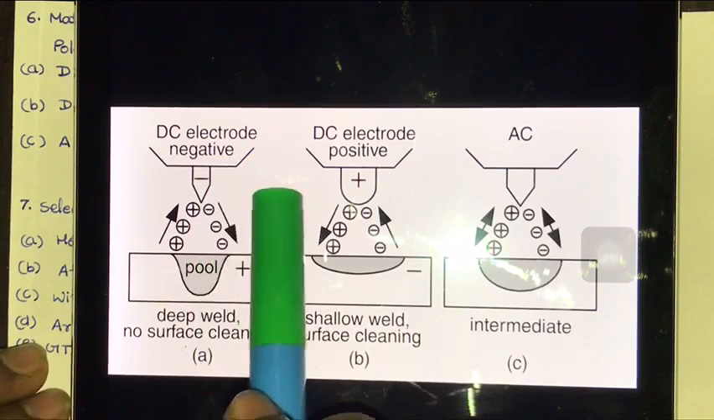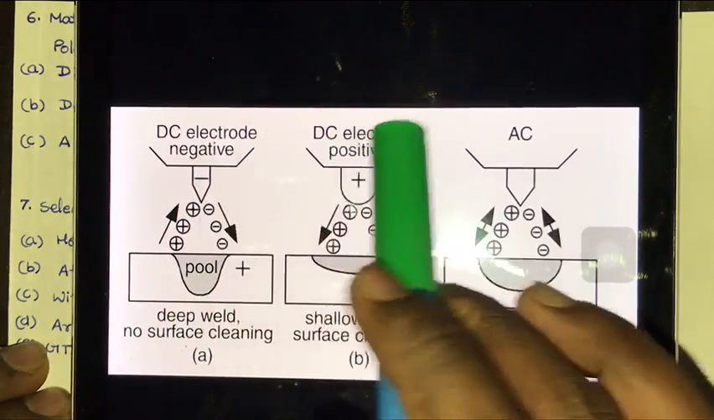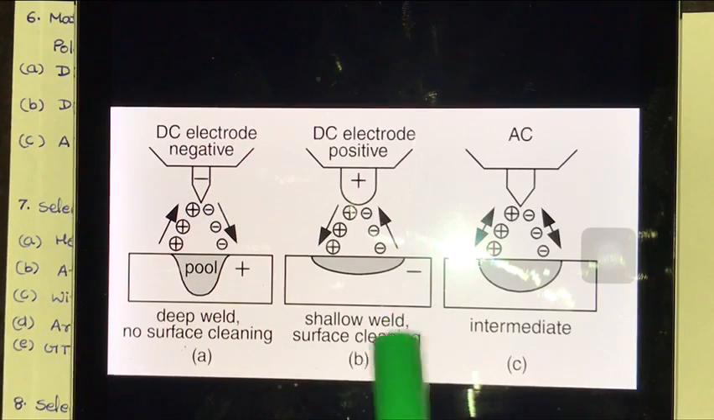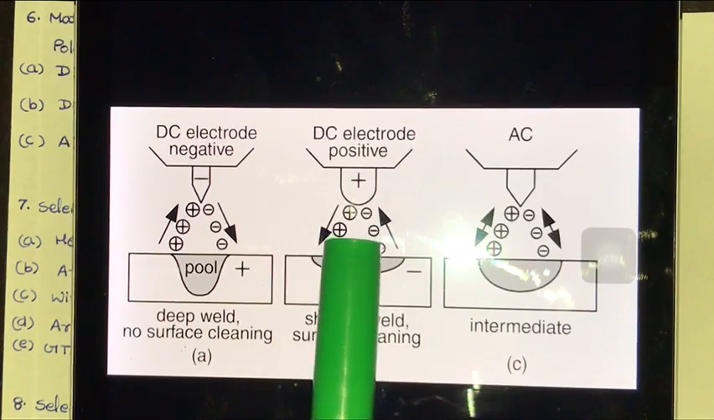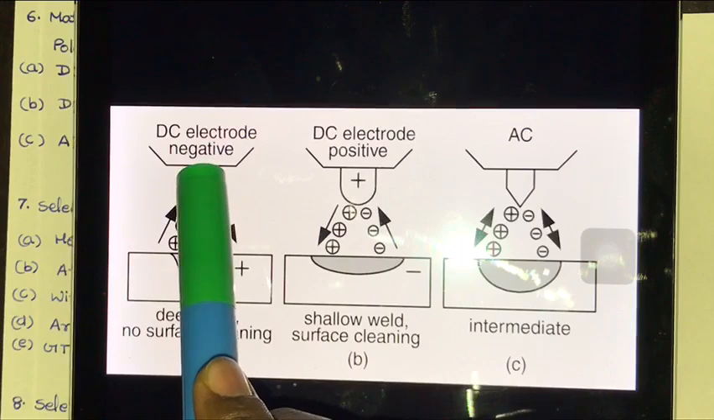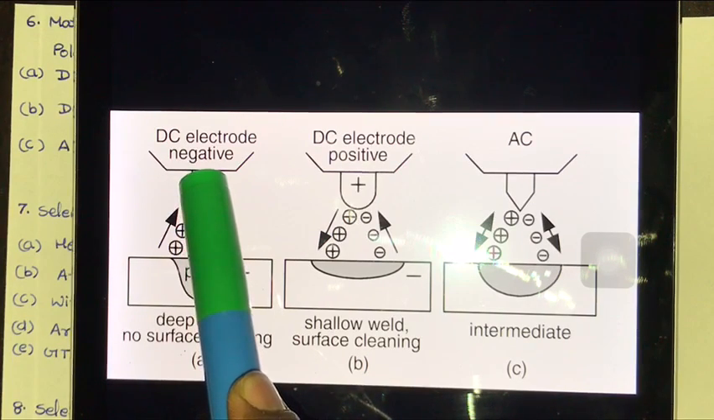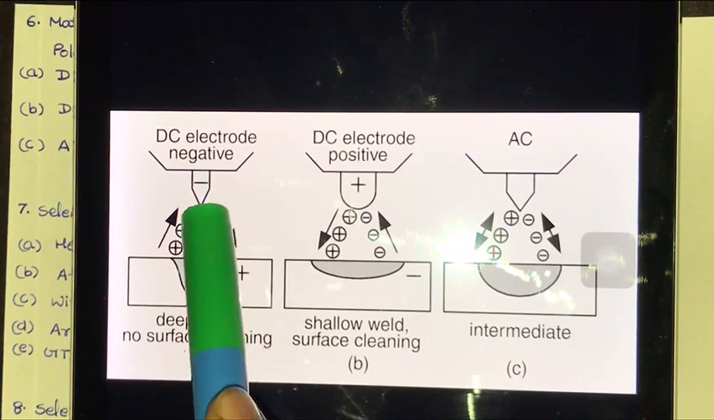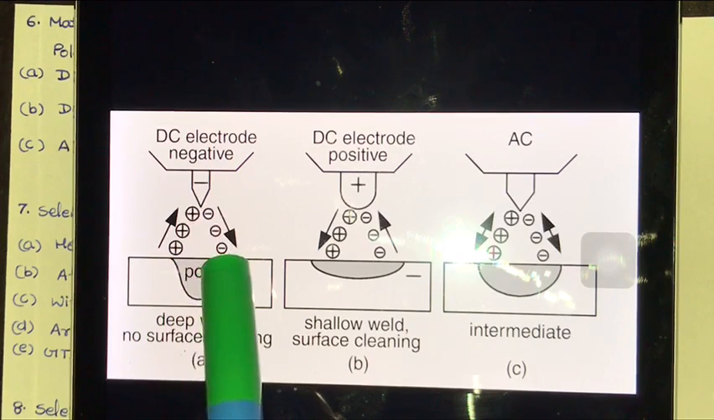Okay, this is also called a straight polarity, and this is the most common polarity in gas tungsten arc welding. The electrode is connected to the negative terminal of the power supply, and electrons are emitted from this tungsten electrode and accelerated while traveling through the arc, and these accelerated electrons fall on the metal surface. Okay, and they produce heat here.